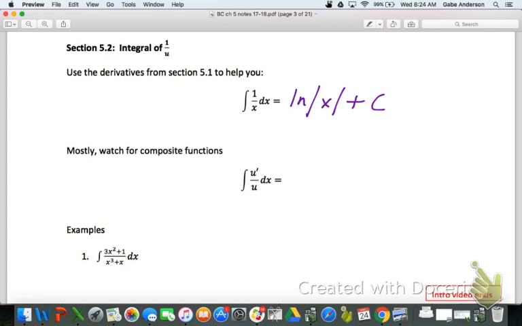Okay, and then of course the other one here, integral of u prime over u. This would be if we're dealing with a composite situation. And the idea is that the u prime needs to be the right u prime. We might have to make an adjustment like we've done in the past. It might be a mistake that we need to fix, and we can fix that for sure. But as long as this is the perfect u prime over u pattern, then we can say that this is equal to ln of absolute value of u plus c.